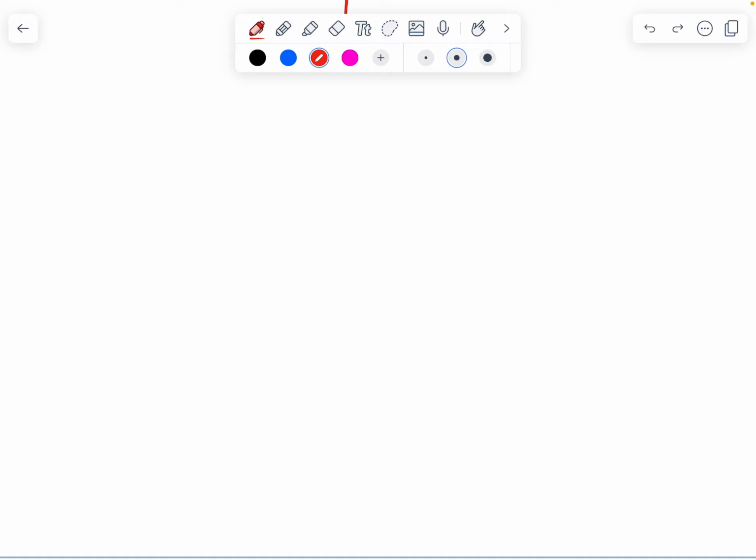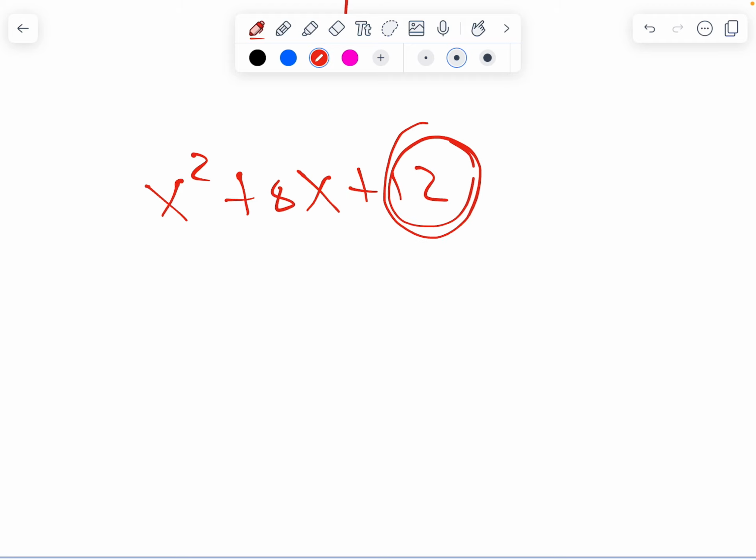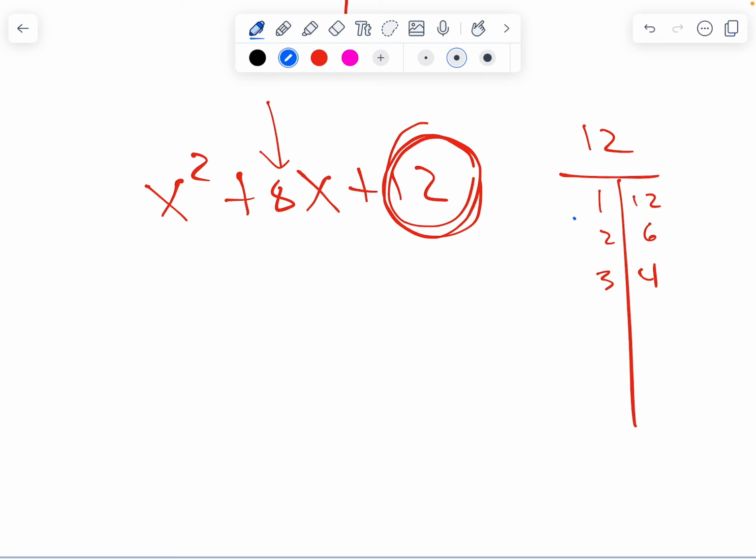Let's say you have something like this, x squared plus 8x plus 12. We're looking first at that last number. What are numbers that multiply to be 12? And we just go through the list. I like to just start at 1 and work my way up. Now you have your list, you look through the list and you find the numbers that add up to be the middle number. 2 and 6 add up to be the middle number, so now we can write this as (x + 2)(x + 6).